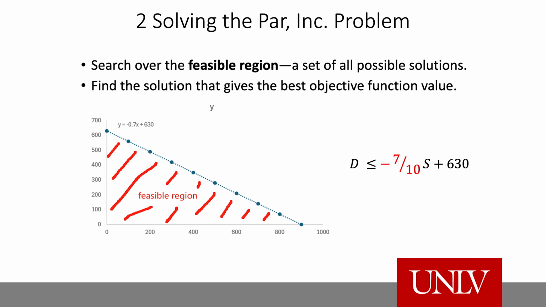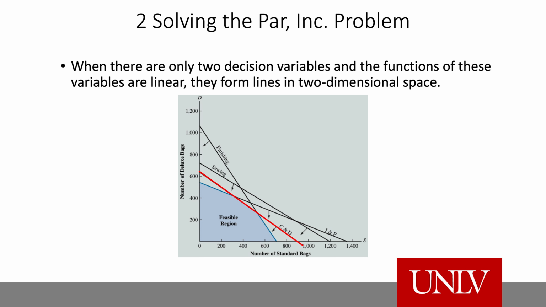For example, the constraint D less than or equal to negative 7/10 S plus 630 includes all points below and on the line D equals negative 0.7 S plus 630. This area we call the feasible region. Non-negativity constraints further restrict this area to be above the x-axis and to the right of the y-axis. With multiple constraints, which means multiple lines, the feasible region is formed by the intersection of all of these half spaces.